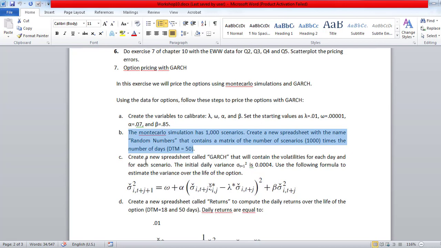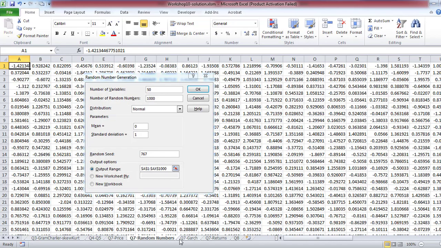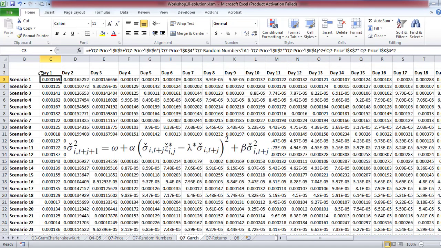The third thing I'm going to do is have a model for my volatility. Here you have to think that you have some initial volatility, which is this 0.0004, and then you're going to have a model for this volatility. Here you see that you have the z. This z is going to be your random number. So let's check here. You have your 1000 scenarios here.